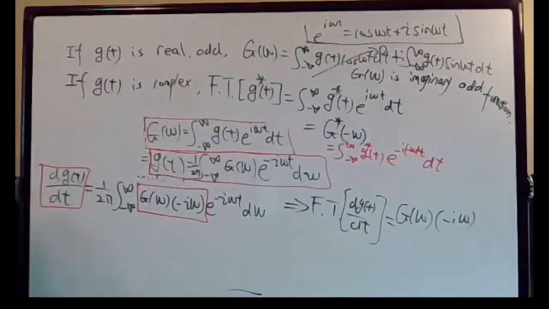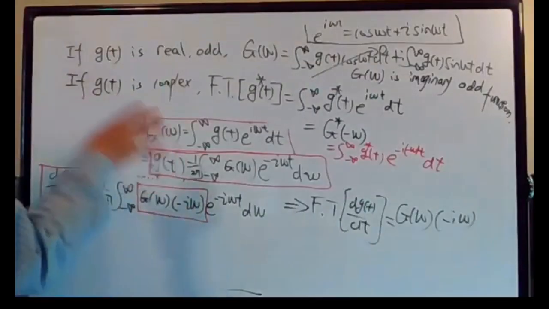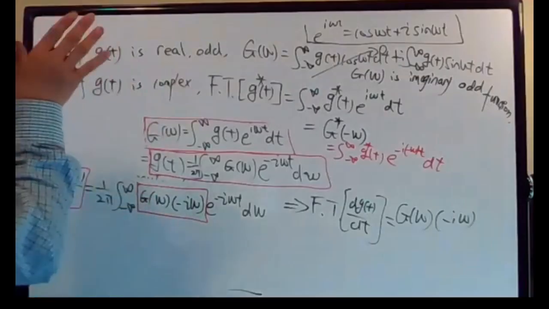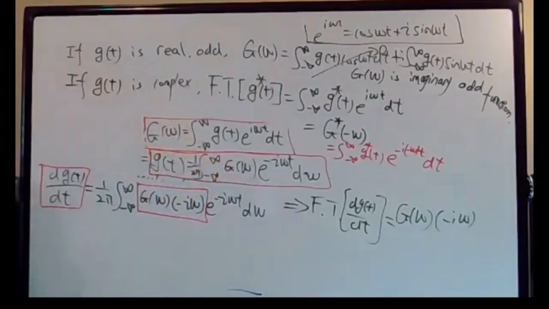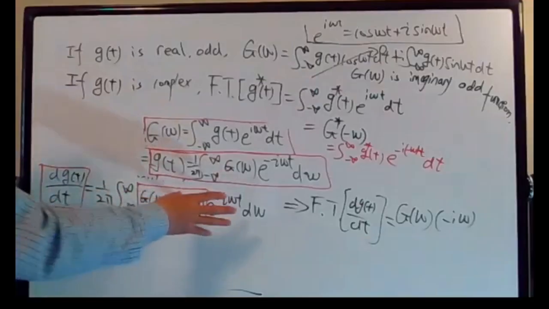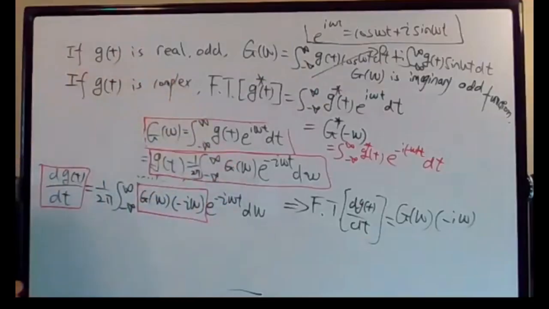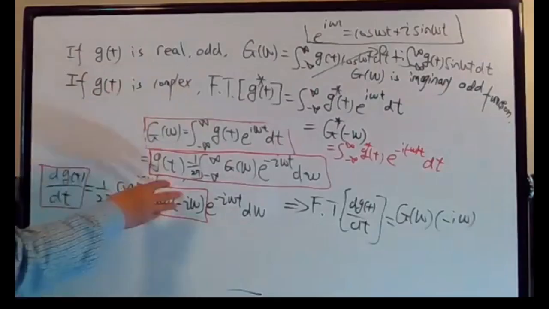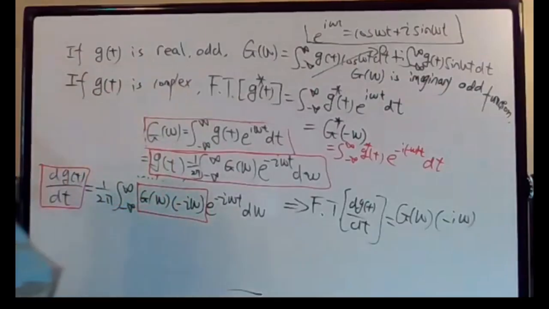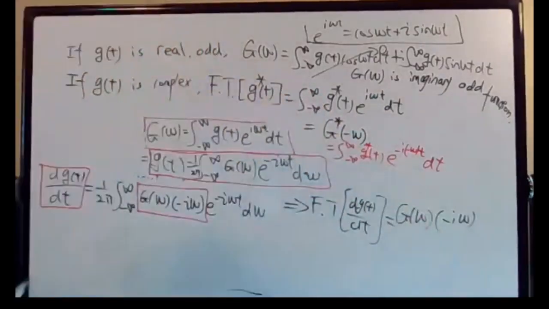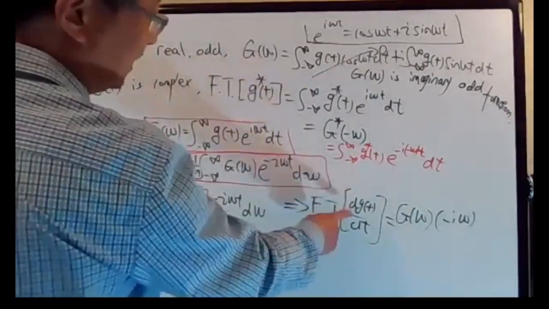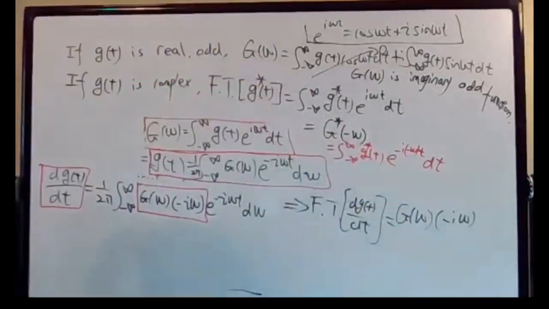So in other words, since we have this equation, we compare it to the standard inverse Fourier transform equation. We can conclude that because it follows the inverse Fourier transform, this is the time domain and this is the frequency domain. That means if I take the Fourier transform of the time domain, I get the frequency domain. So the derivative of g(t) is capital G(omega) times negative i omega.